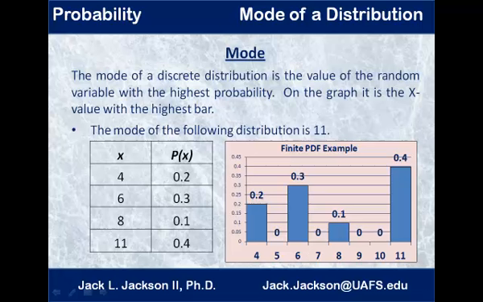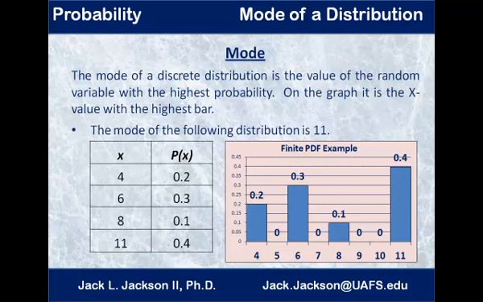We could also talk about the mode of a discrete distribution. It's the value of the random variable with the highest probability. On a graph, it's the x value with the highest bar. So you can see it in the table here on this particular example, where 0.4 is the biggest value for probability, so 11 is the mode. Or you can look at it over here on the bar graph, which is the graph of the PDF, and we see the highest bar is the one at 11, so 11 is the mode.